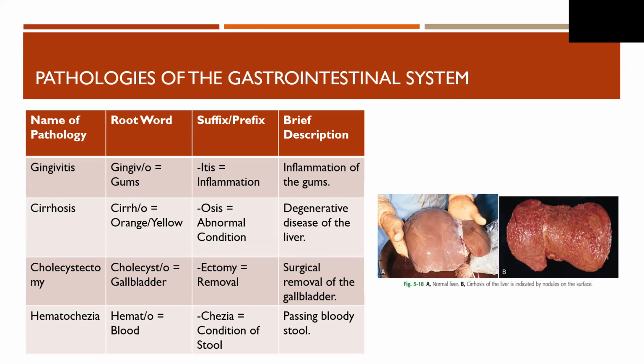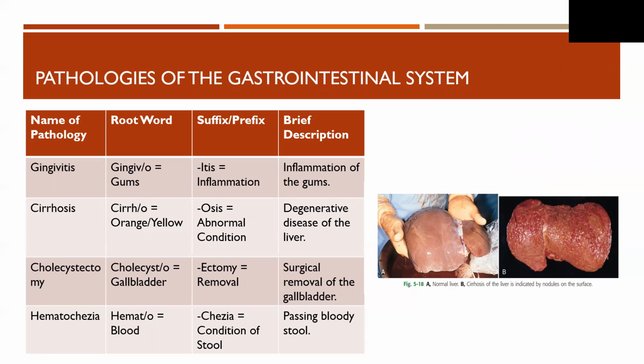Cirrho means orange or yellow, and osis means an abnormal condition. So cirrhosis is a chronic degenerative disease of the liver. This can be caused by a variety of different things, but some of the more common causes include chronic liver disease or the abuse of alcohol. And as you can see on the right-hand side of the slide, I've included a picture to show the difference between a normal liver and a liver that has been affected by cirrhosis.